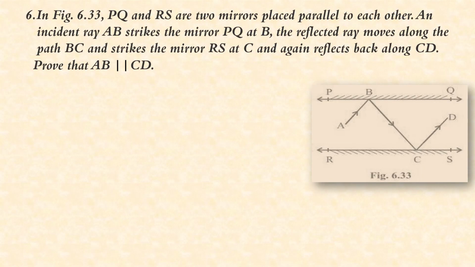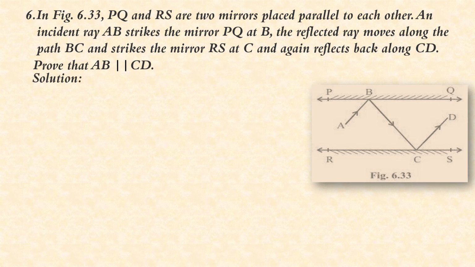Last sum of this exercise. In figure 6.33, PQ and RS are two mirrors placed parallel to each other. An incident ray AB strikes the mirror PQ at B. The reflected ray moves along the path BC and strikes the mirror RS at C and again reflects back along CD. Prove that AB is parallel to CD.